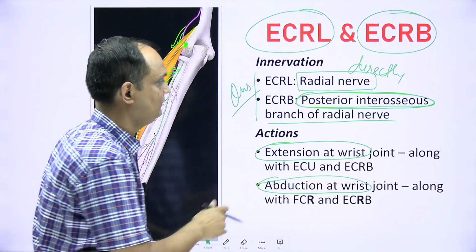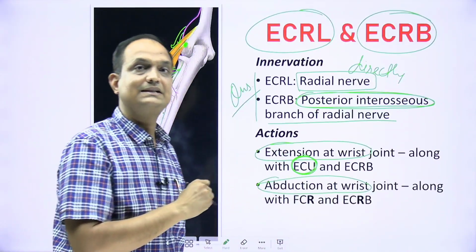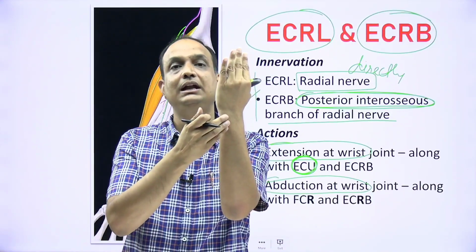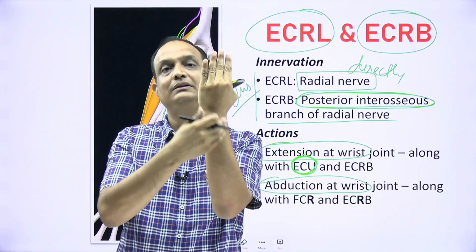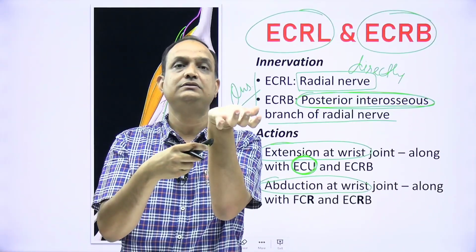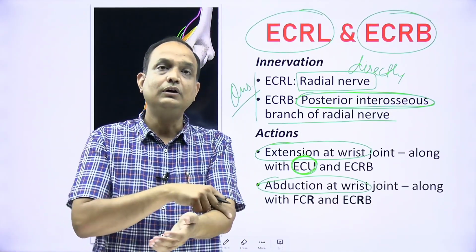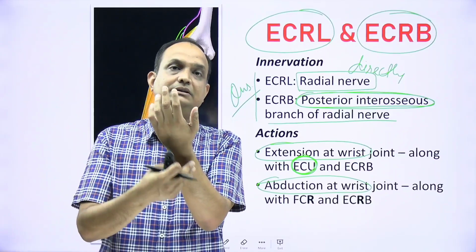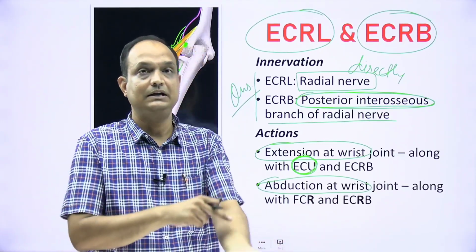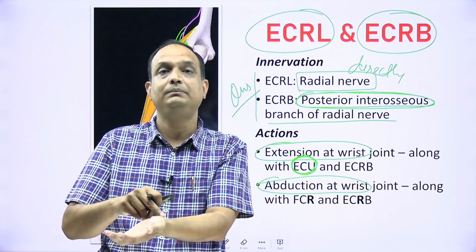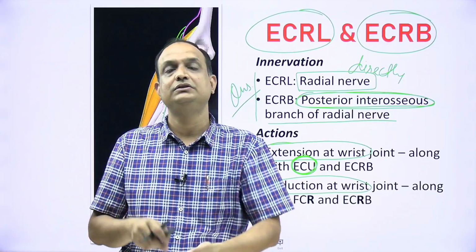But this extension of the wrist joint also comes with the extensor carpi ulnaris, a muscle present on the ulnar side. So all these three are extensors. This muscle on the medial border and these two muscles on the lateral border, all three will pull the wrist to the posterior side. While the extensor carpi radialis longus, extensor carpi radialis brevis, along with the flexor carpi radialis, which is present in the flexor compartment but on the radial side, all these three will contract to cause lateral deviation or abduction.